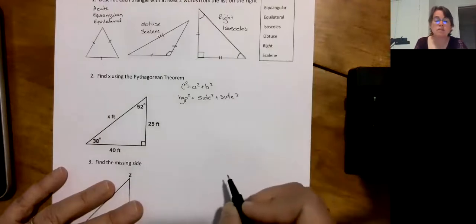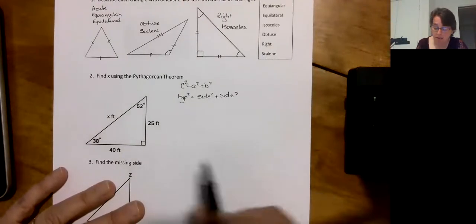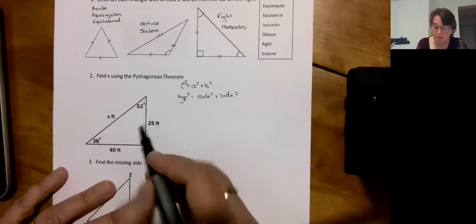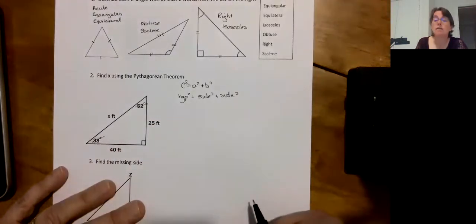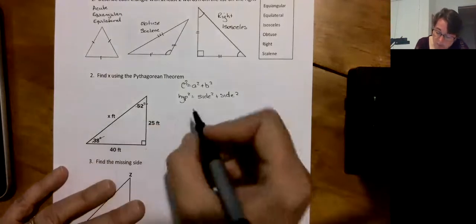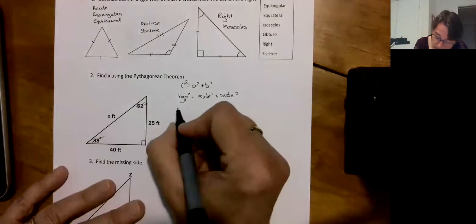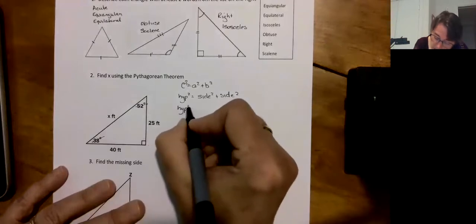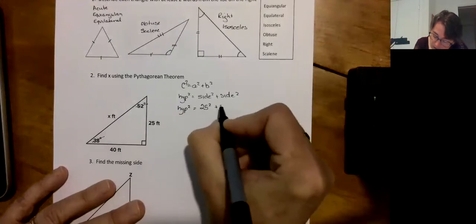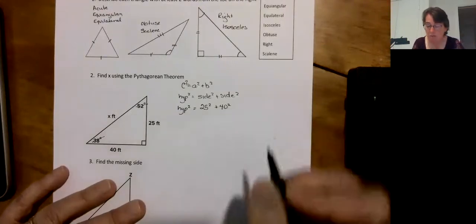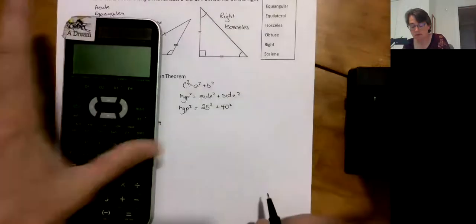I like this question specifically because I wanted to make sure that when using the Pythagorean theorem, you can't use this and this. The Pythagorean theorem only refers to the 2 sides. So we're looking for our hypotenuse. The hypotenuse is the longest side. Hypotenuse squared is 25 squared plus 40 squared. And if you put the 40 first and then the 25, it really doesn't matter.